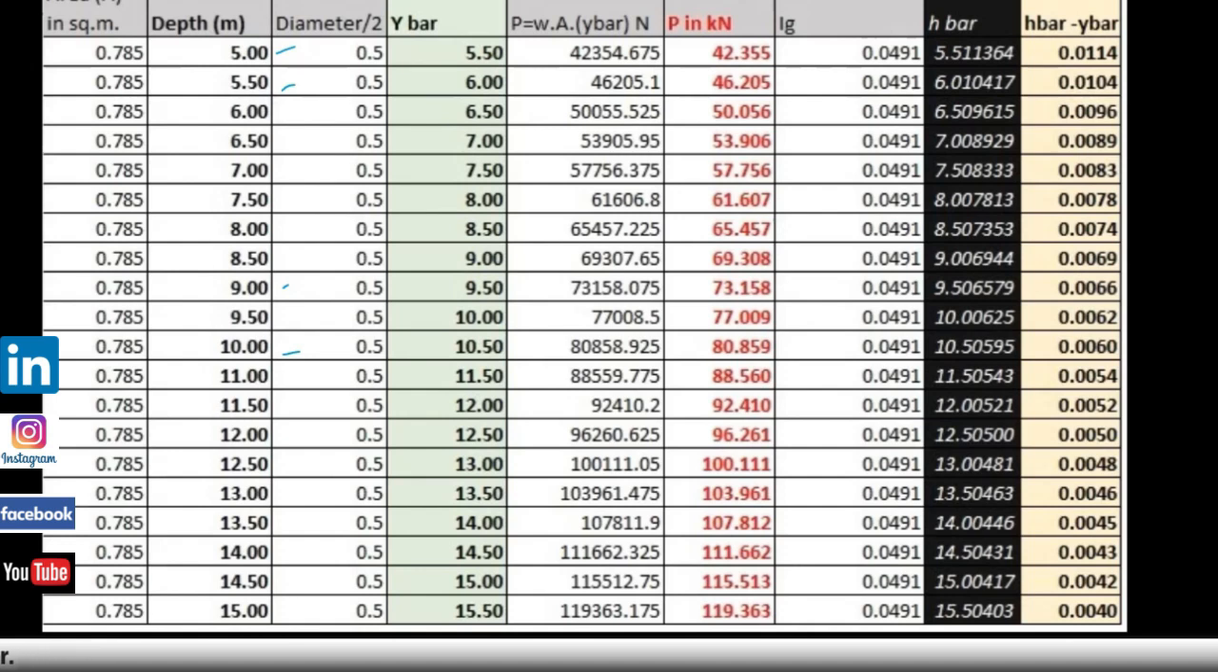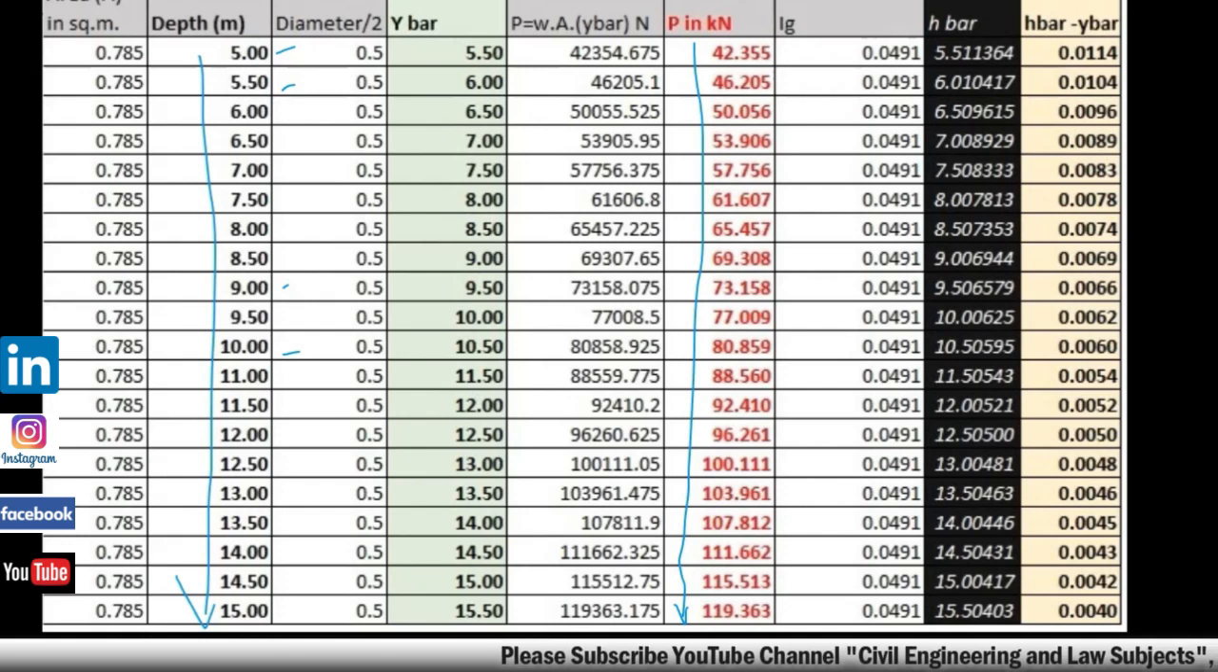Like this way we calculated. As the depth increases, pressure also increases. You find this pressure increases here, and H bar also increases here. Now, what is the effect on the difference between the center of pressure and the centroid, that is, the difference between H bar and Y bar, when the depth increases? As the depth goes on increasing, the difference between H bar and Y bar decreases here.